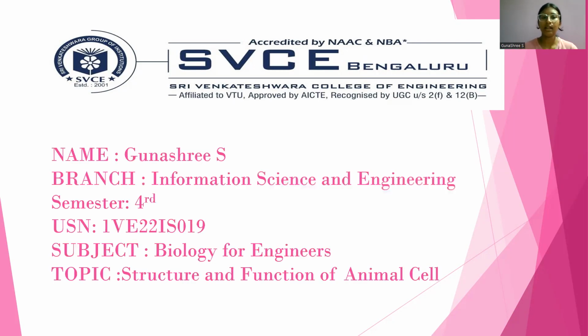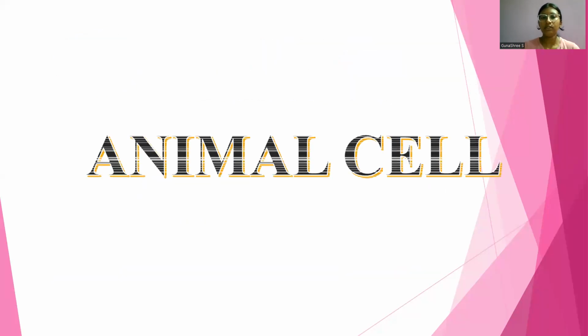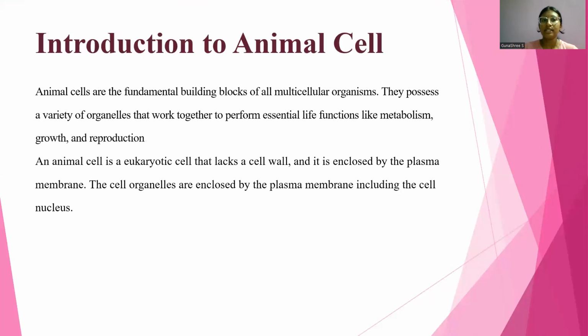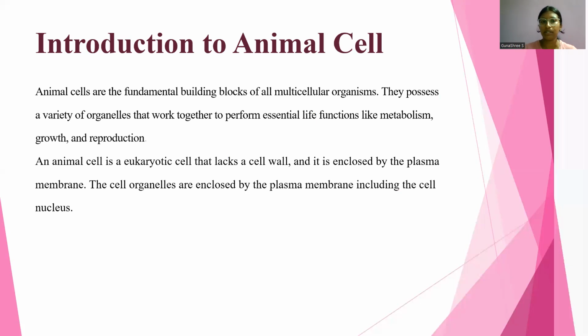Today, I'll be discussing the topic: the structure and function of the animal cell. Before getting into the topic, let me say a few things about the animal cell. These are the fundamental building blocks of all multicellular organisms. They possess a variety of organelles that work together to perform essential life functions like metabolism, growth, and reproduction. An animal cell is basically a eukaryotic cell that lacks a cell wall and is enclosed by the plasma membrane. The cell organelles, including the cell nucleus, are enclosed by the plasma membrane.